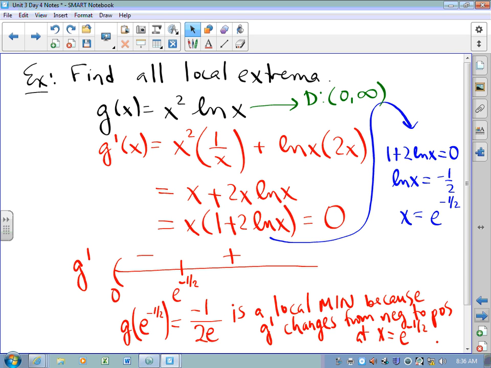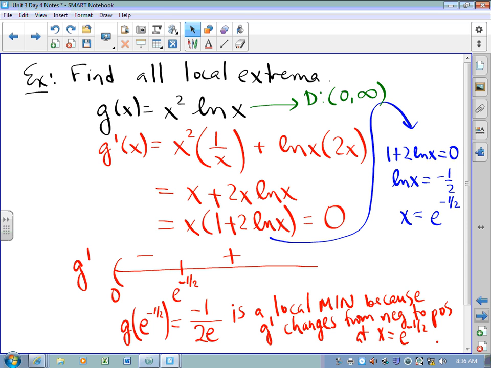Is it an absolute min? Sure it is. It's an absolute min because the function decreases and then increases forever. There's never a decreasing that happens again. Is there an absolute max? I've no idea. We don't have enough knowledge to figure out if we have an absolute max anywhere yet. I suspect not, because x squared gets pretty big and ln x gets pretty big. But I do know I have an absolute min at that point also.